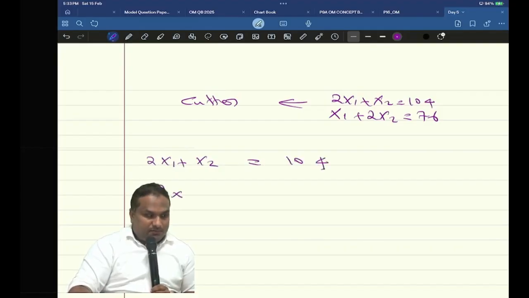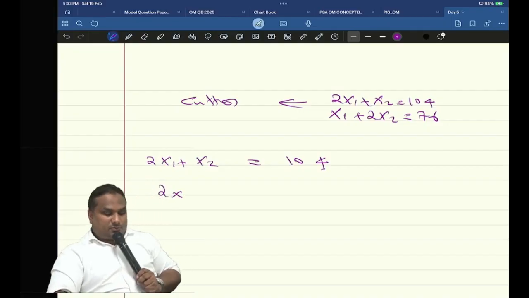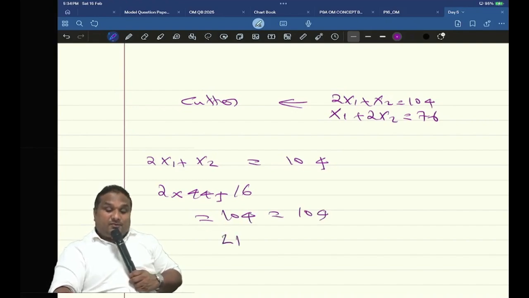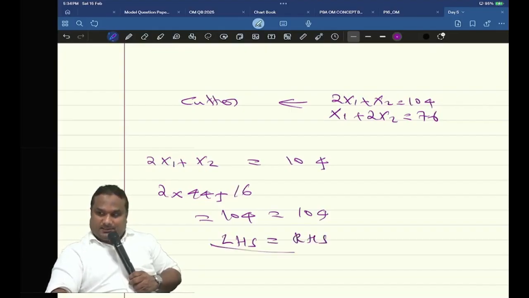Now x1 is 44. 2 into 44, plus 16. 2 into 44 is 88. 88 plus 16 is 104. Out of the 104 hours, we utilized them fully. We have not given him a single minute to take rest. Understood?